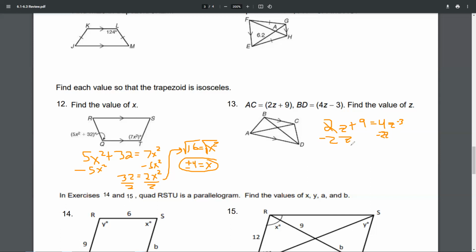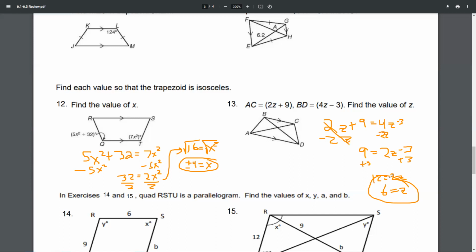2z. That gives me 9 equals 2z minus 3. I'm going to add 3 to both sides. I get 12 equals 2z. So I get 6 equals z. If I wanted to check it, I could plug it back in and make sure those two numbers are equal.